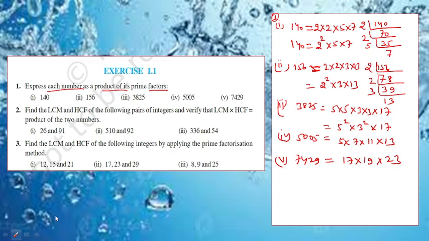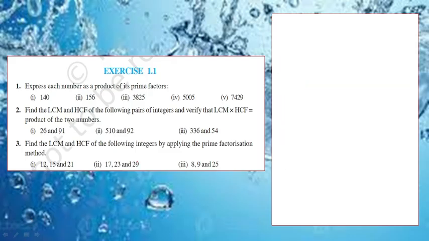Let us go for solving question number 2. It is given that we need to find the LCM and HCF, and also we have to verify that LCM into HCF is equal to the product of the two numbers. So the first one we will do is 26 and 91, which we are given.